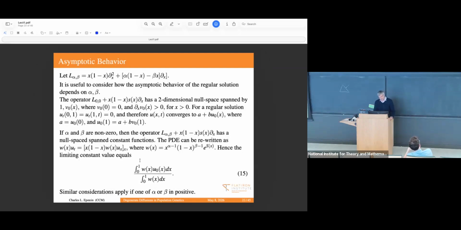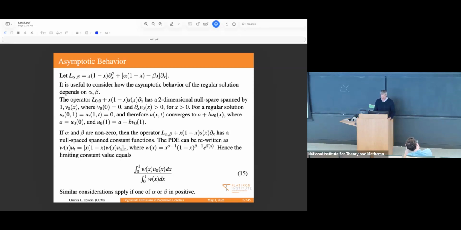Okay, so let's talk a little bit about the asymptotic behavior. We use these operators, L alpha beta. So it's x times 1 minus x times dx squared plus this linear vector field, which comes from the mutation term. These are our reference operators. And in fact, the domain of the operator, in the functional analytic sense, is determined completely by alpha and beta. So everything is a perturbation of these operators. Okay, so it's useful to consider how the asymptotic behavior of the regular solution depends on alpha and beta.